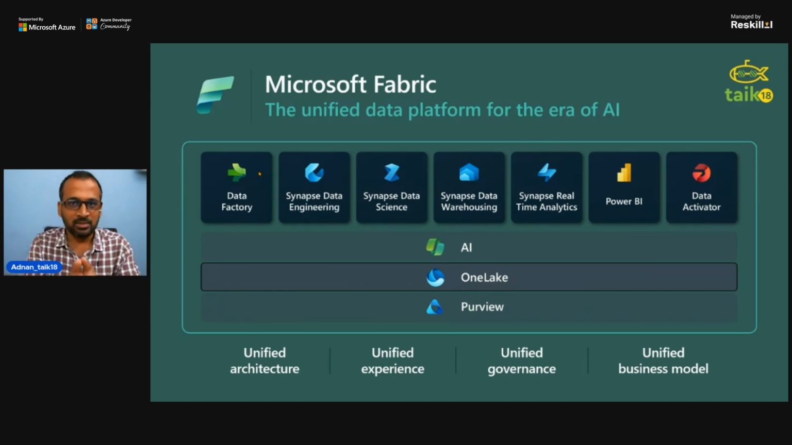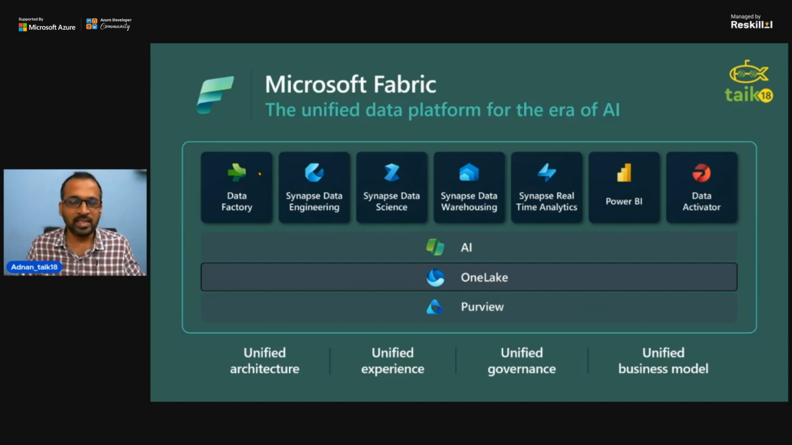Microsoft Fabric is a product from Microsoft, which is a unified data platform for the era of AI. It contains many workloads like Data Factory, Synapse Data Engineering, Synapse Data Science, Synapse Data Warehousing, Synapse Real-Time Analytics, Power BI, and Data Activator. All of these are called workloads, and they are backed by one data lake storage, which is OneLake. Microsoft has recently introduced Copilot for each and every layer, and they keep adding more areas. That's the reason they mention the era of AI, which is where we are right now.